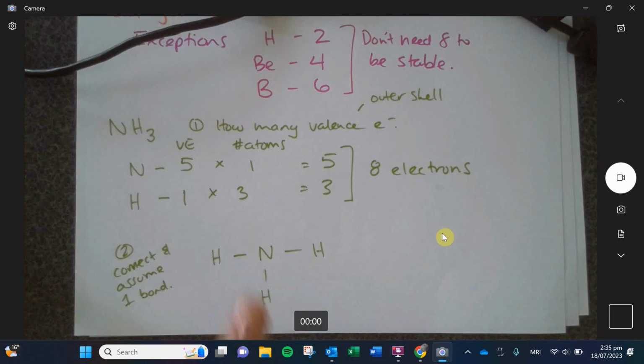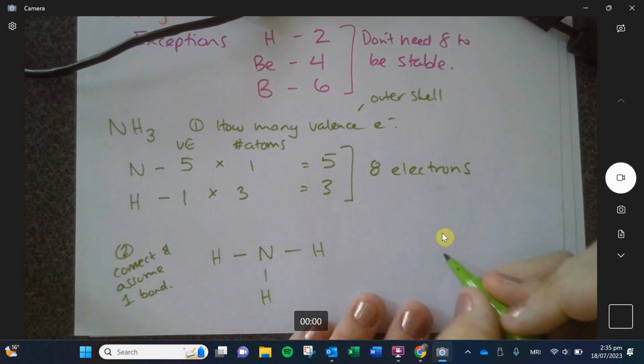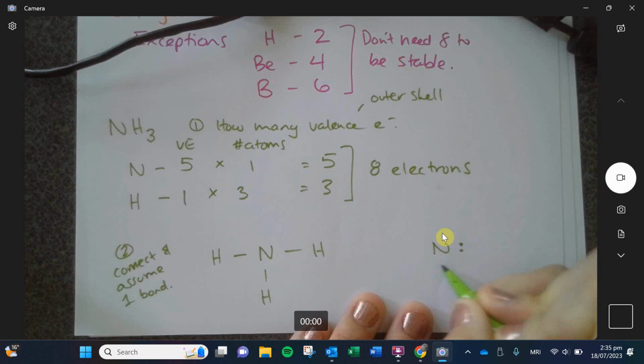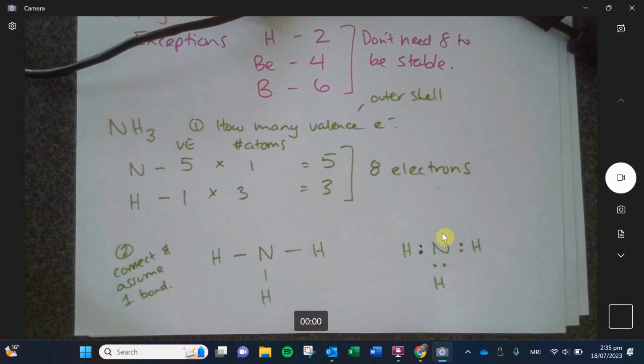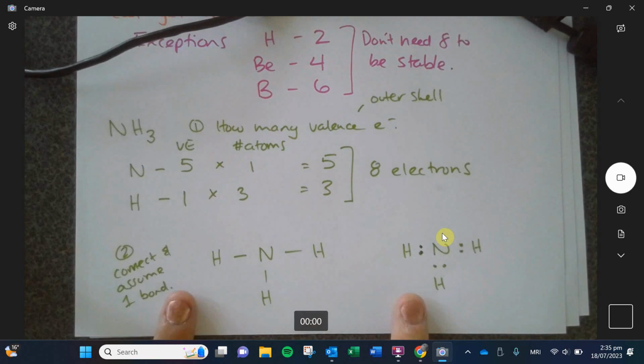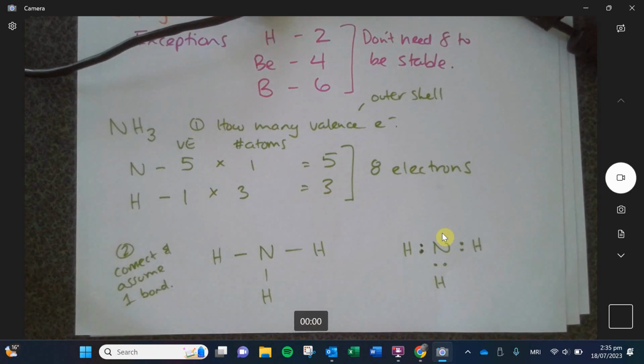These lines here represent 2 electrons. You could also draw it as this, with the bond, with the electrons being shown as dots. Both of these are considered correct. Personally, I prefer this one because it helps me distinguish what electrons are in bonds and which electrons are not in bonds. But it's up to you.